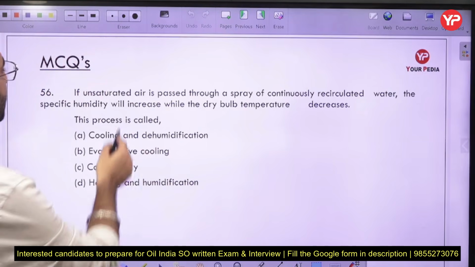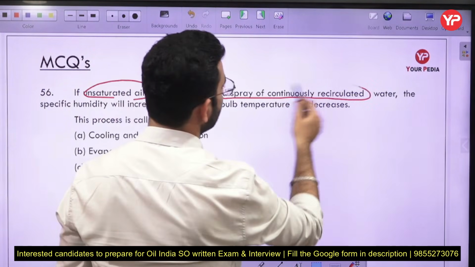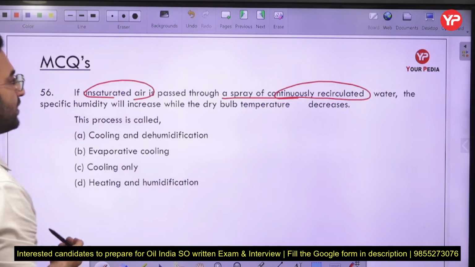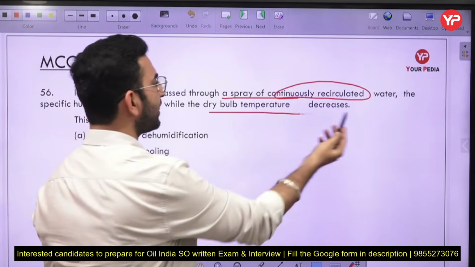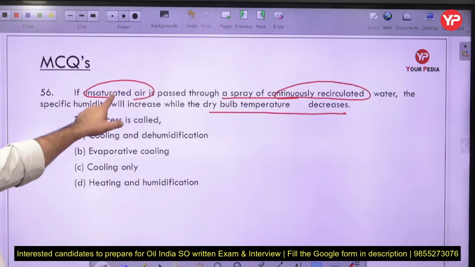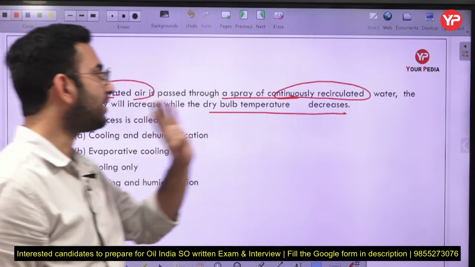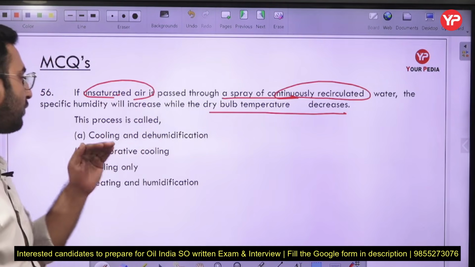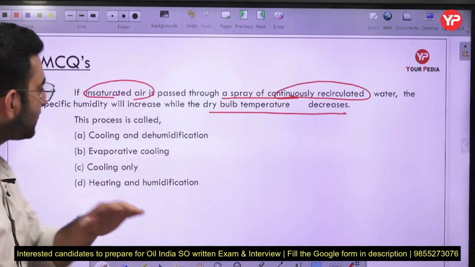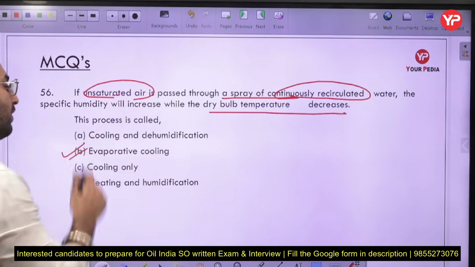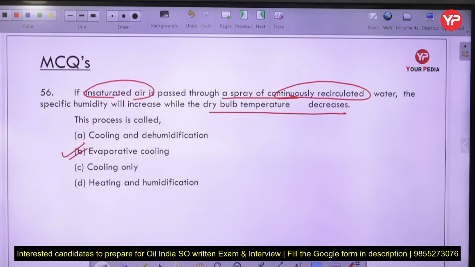Next, if unsaturated air is passed through a spray of continuously recirculated water, the specific humidity will increase while the dry bulb temperature decreases. This process is called, first of all, dry bulb is decreasing, that means it is a case of cooling. Unsaturated air is passed through a spray of continuously recirculated water, so the water content is going to increase. So it is a case of cooling and humidification. Evaporative cooling can be marked as the correct answer here, because it consists of sensible cooling as well as humidification. Option B will be the correct answer.